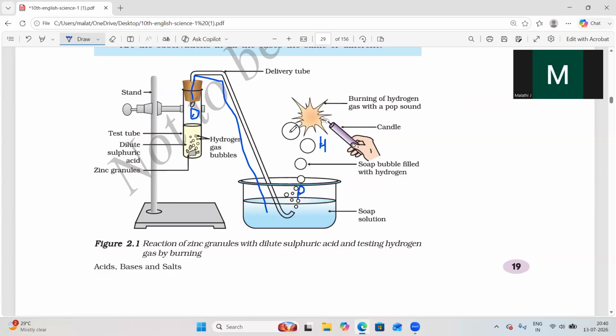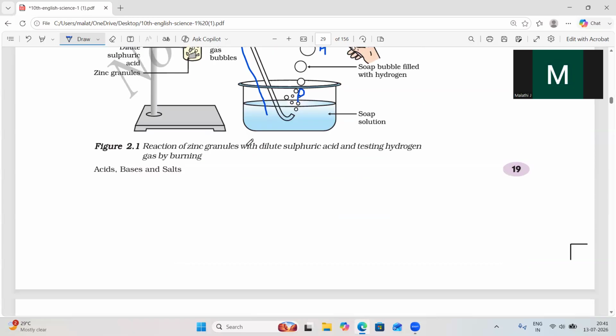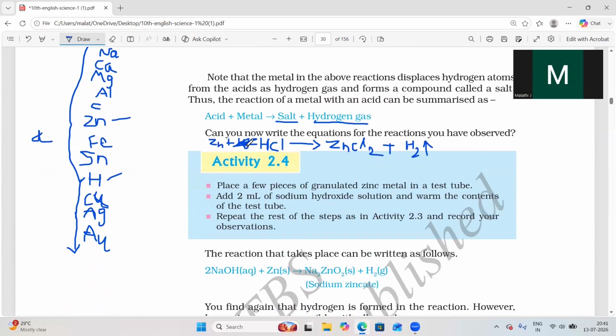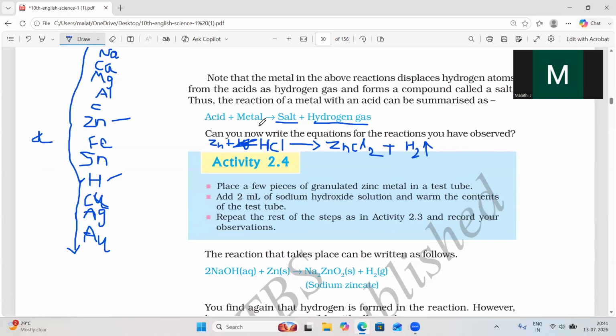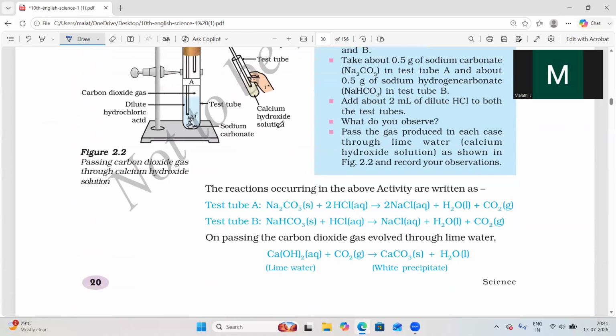So it is a very important question: how do you test whether hydrogen gas is present or not? Hydrogen gas will be tested with the help of a burning candle. Hydrogen gas catches fire with a pop sound. That is one important question they may ask in the examination. That is how metals react with acids. When metal reacts with acids, you will get salt and hydrogen gas.